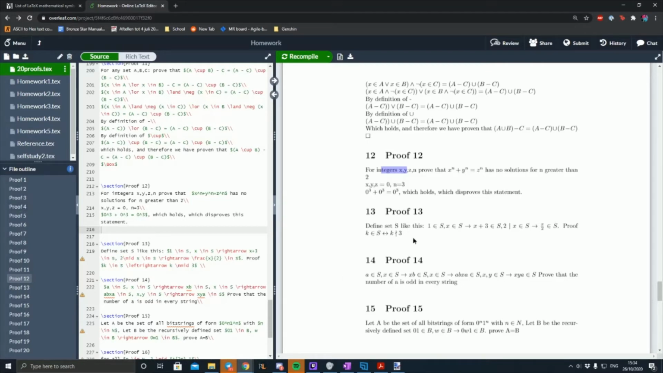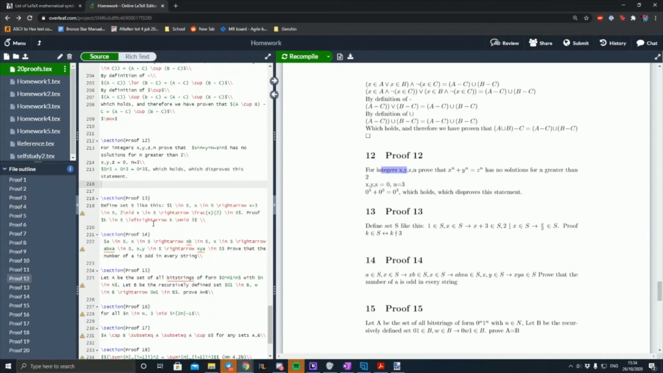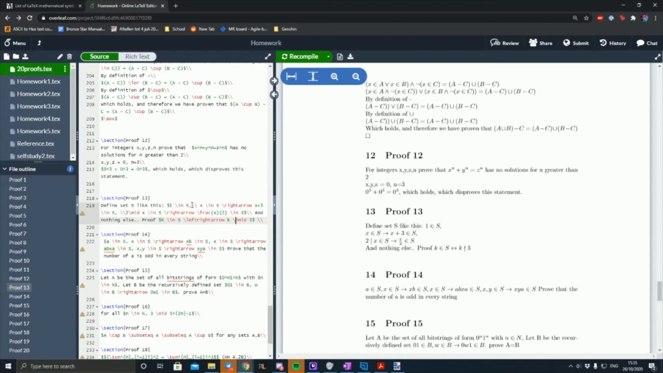So then, we have proof number 13. Define set S like this. I'm going to add a few new lines in here. One is in S. If x is in S, then x plus 3 is in S. If 2 divides x and x is in S, then x divided by 2 is in S, and nothing else. Proof: k is in S if and only if k is divisible by 3.